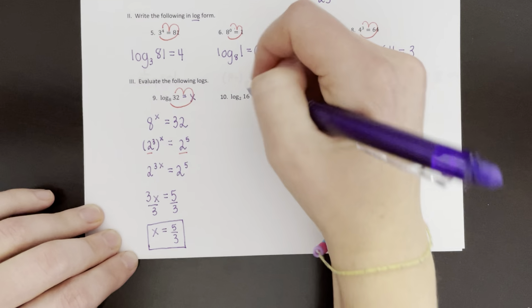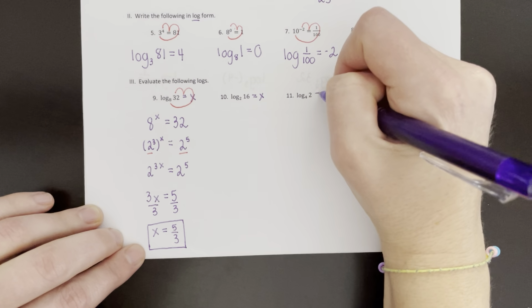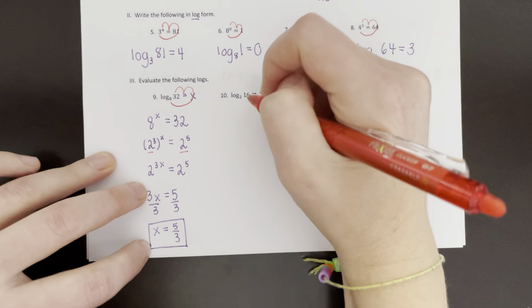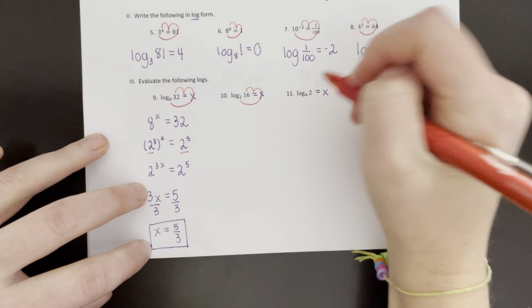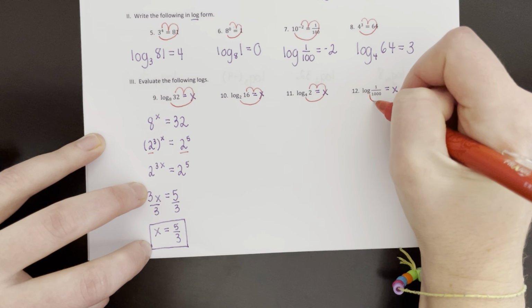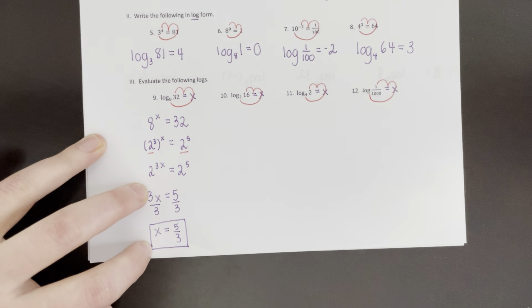All right, let's try another. So equals x. I'm just going to go ahead and write equals x on all of these since I don't know what they equal. And then I'm going to do my heart method since I've already got my red pen. No base written, so 10's implied.